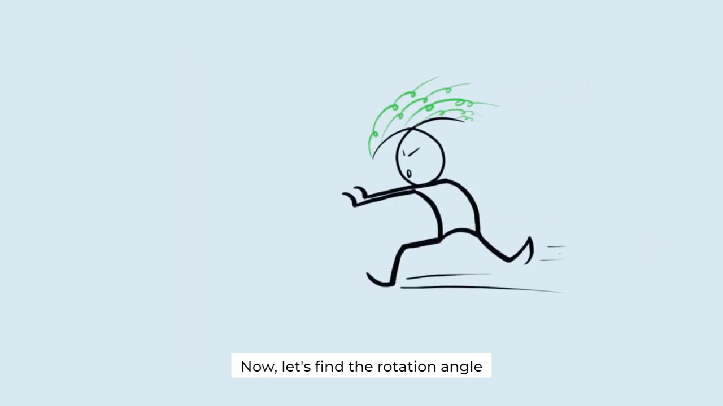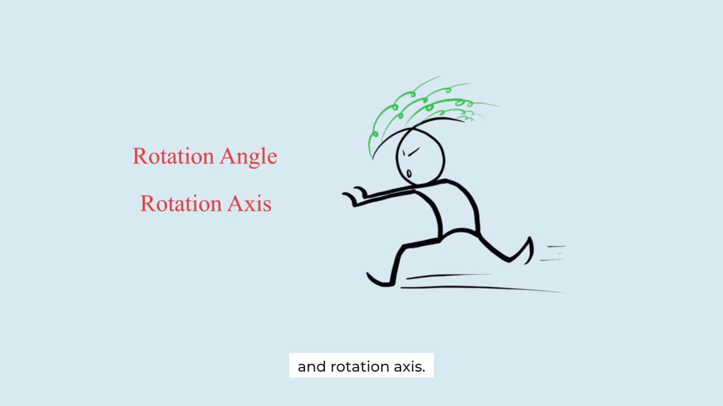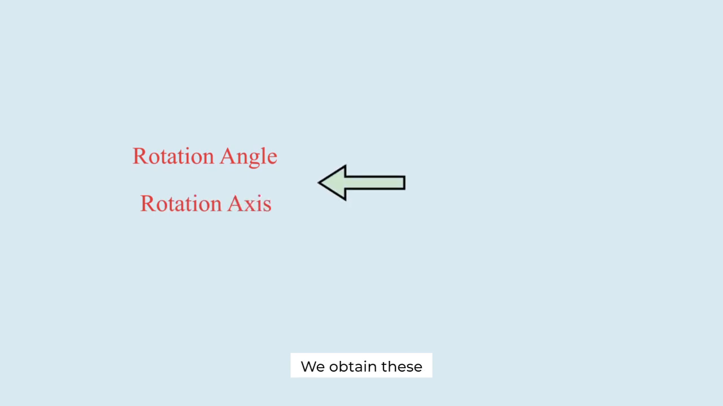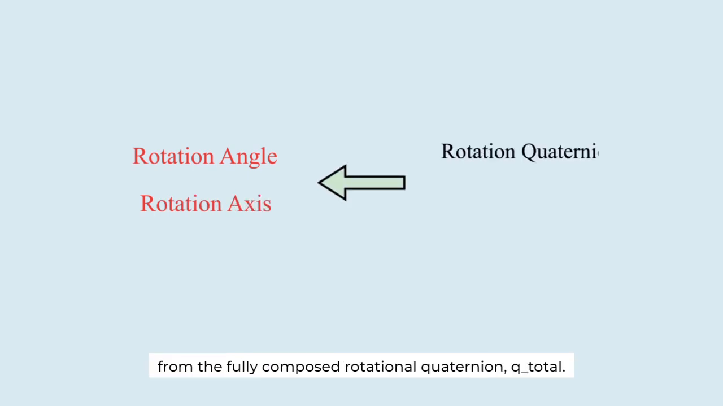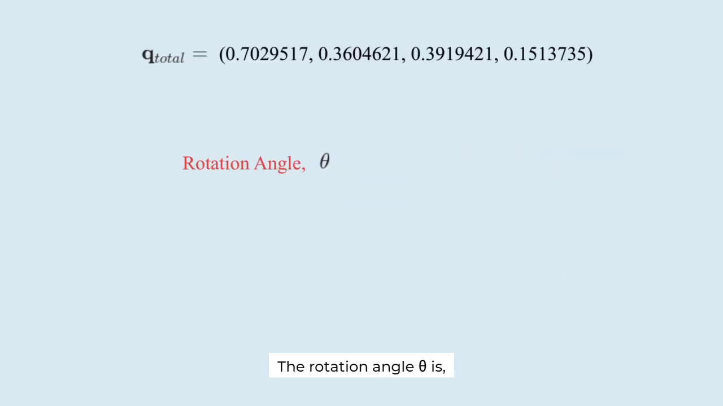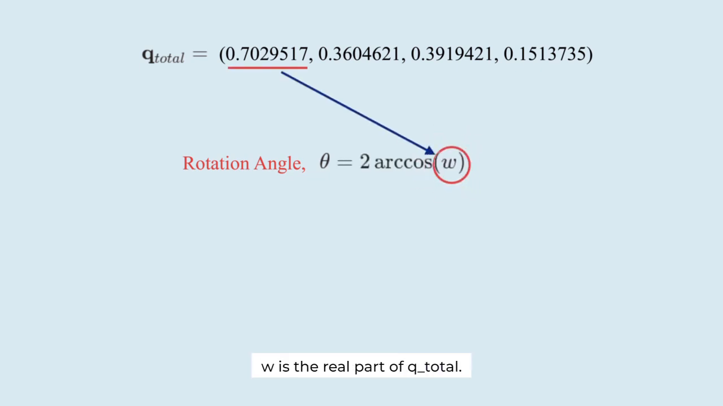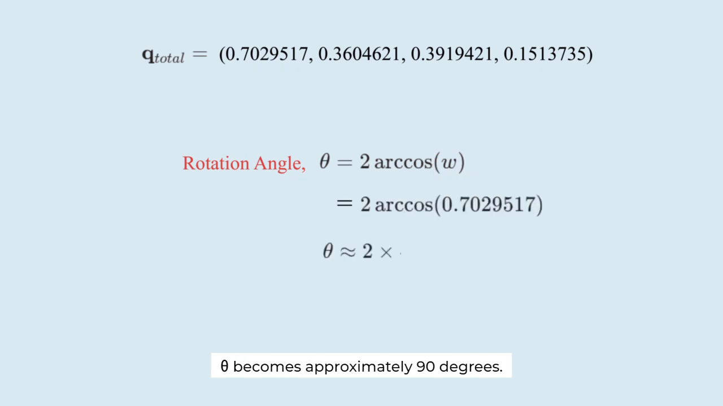Now, let's find the rotation angle and rotation axis. We obtain these from the fully composed rotation quaternion, Q total. The rotation angle theta equals arccosine W. W is the real part of Q total. Applying the formula, theta becomes approximately 90 degrees.